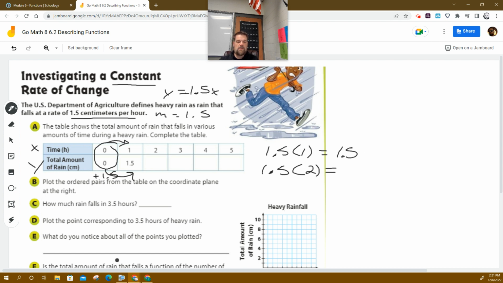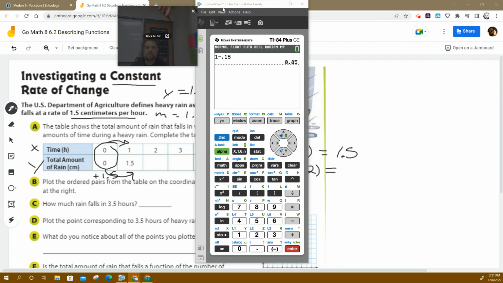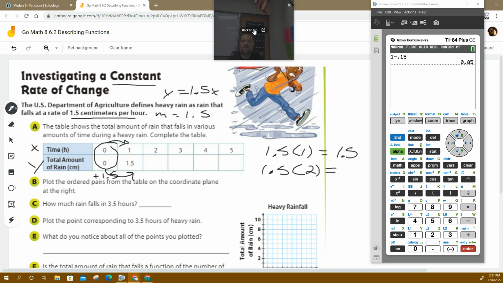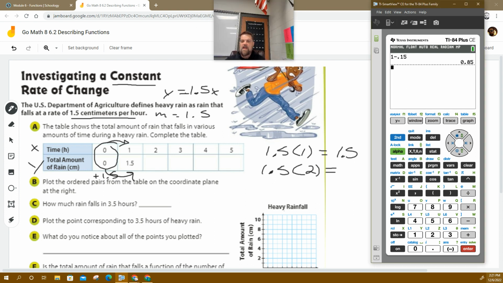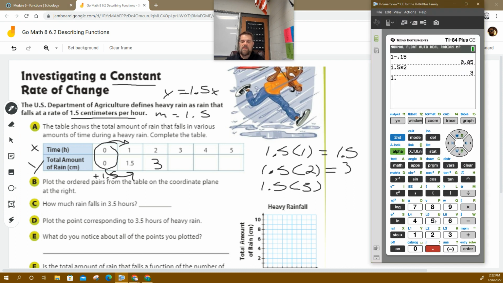And if you don't know what that is, hopefully you guys have calculators. If not, you can grab one. Put it over here to the side quietly. Grab one. Just grab one. I'm going to say 1.5 times 2, and that's 3. So this comes in here as 3. And when you have to do a lot of these, for the next one, I would say 1.5 times 3. That would give me 4.5.